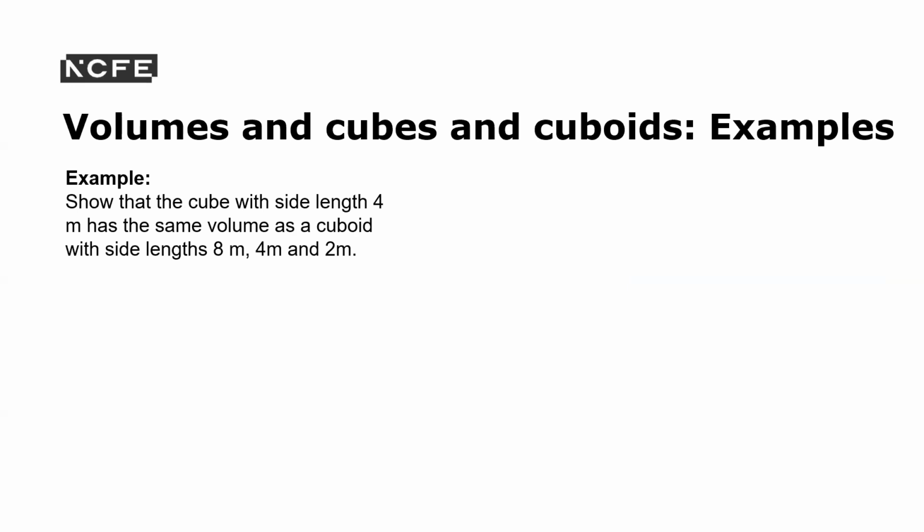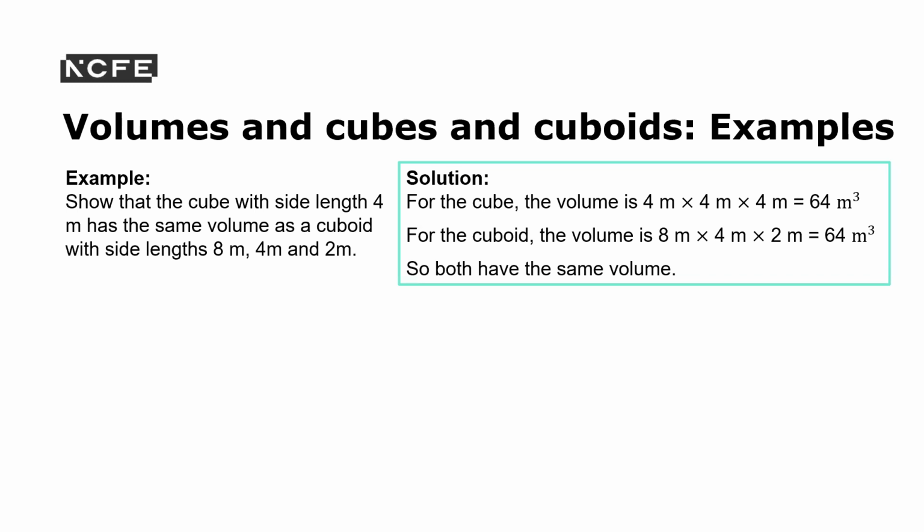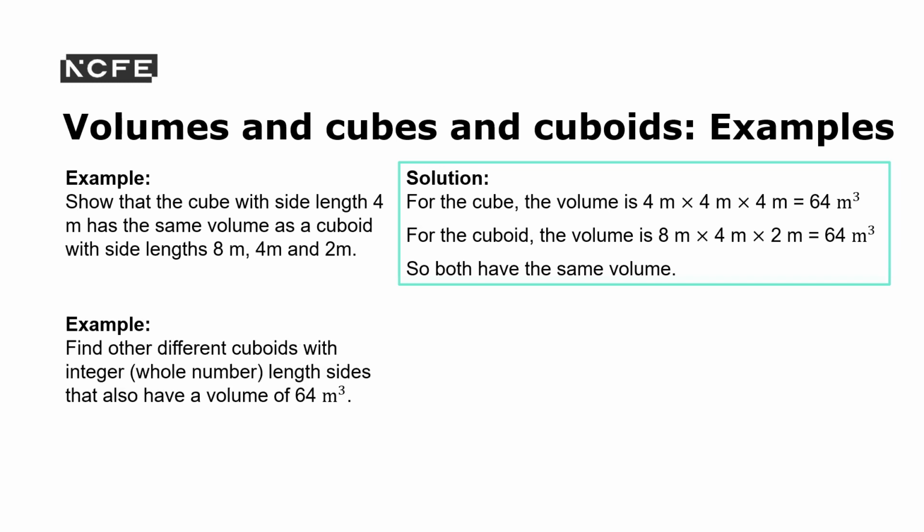So just to see this in practice, here's an example. This shows you that the cube with side length 4 m has the same volume as the cuboid with side lengths 8 meters, 4 meters, and 2 meters. So for the cube, the volume is 4 meters times 4 times 4 equals 64 cubic meters. And for the cuboid, the volume is 8 times 4 times 2 equals 64 cubic meters. Both have the same volume.